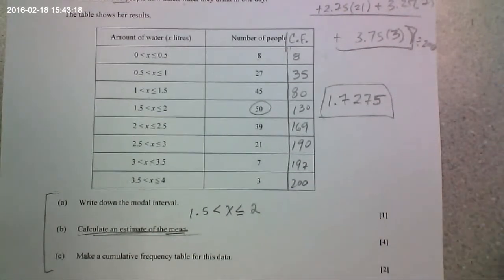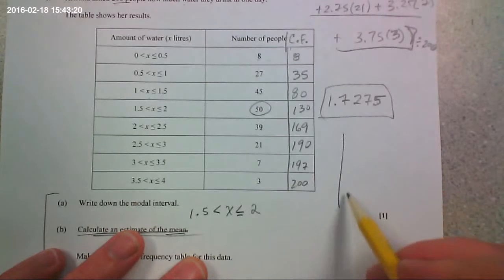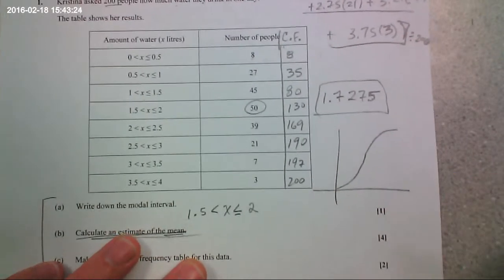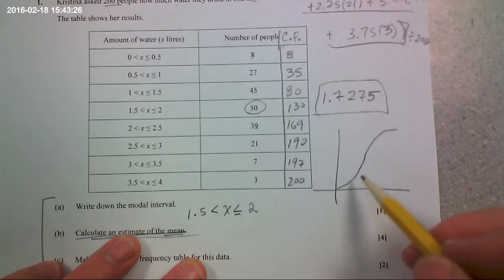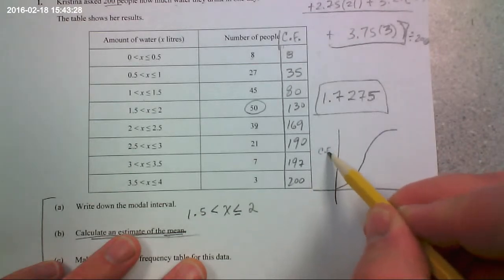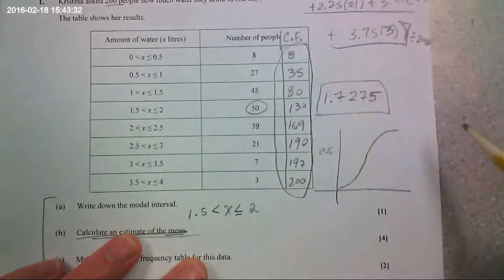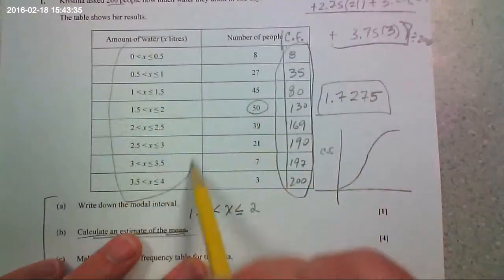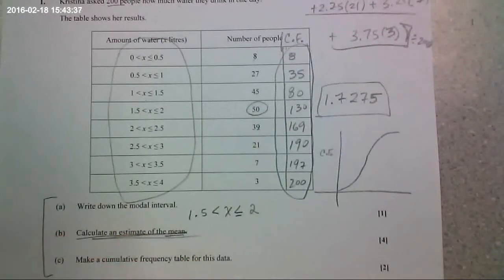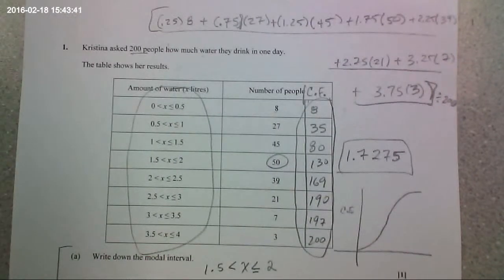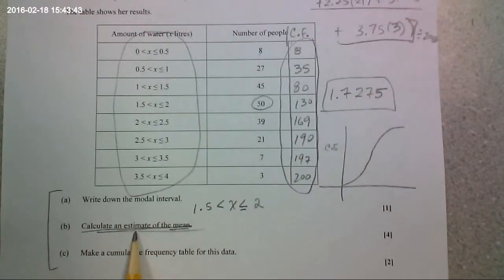So the rest of this problem, they ask you to make a cumulative frequency graph. Those usually look something like this. We'll do that in another video, but this y-axis is cumulative frequency, which are these, and the x-axis would be liters of water.